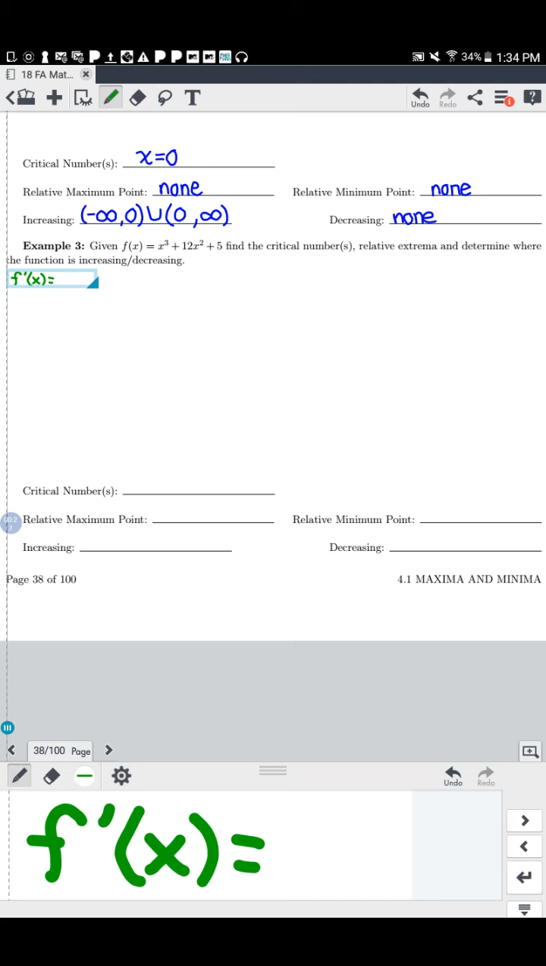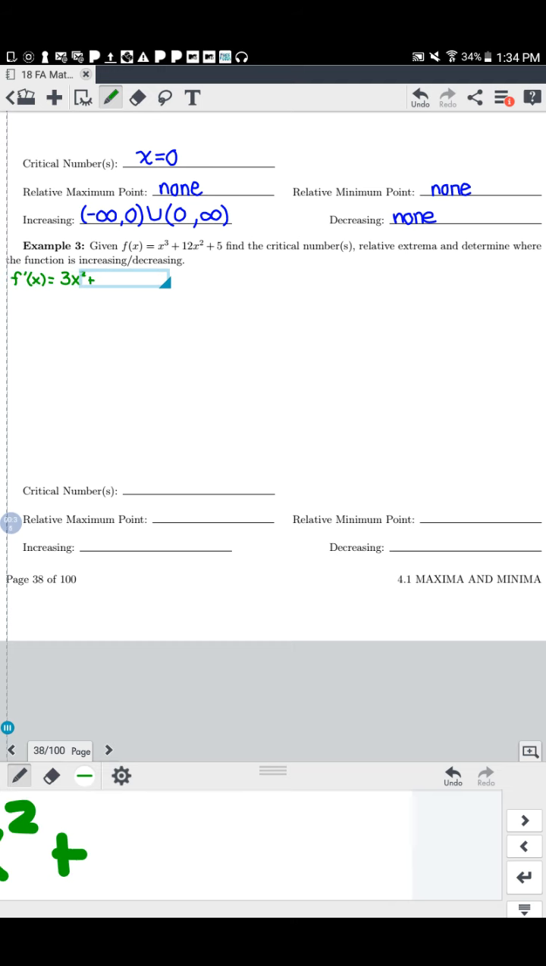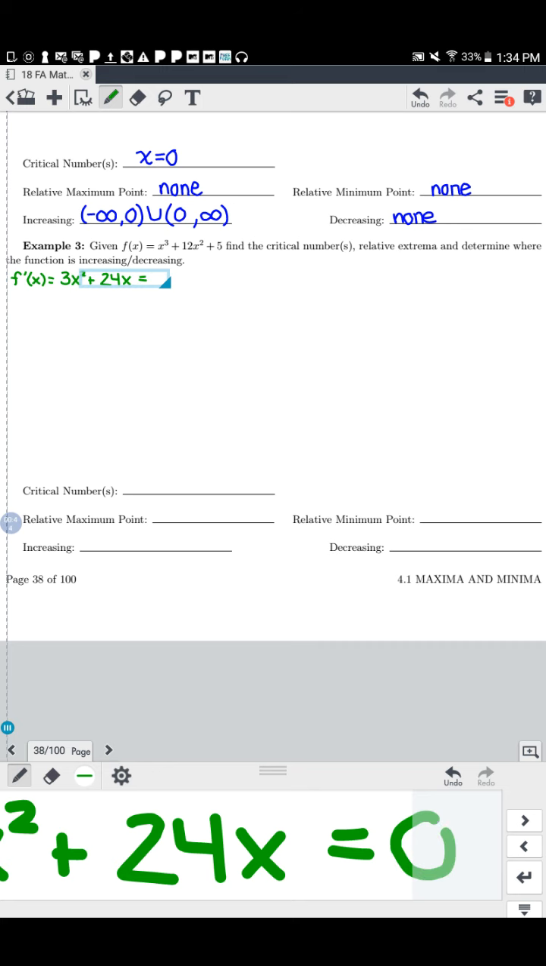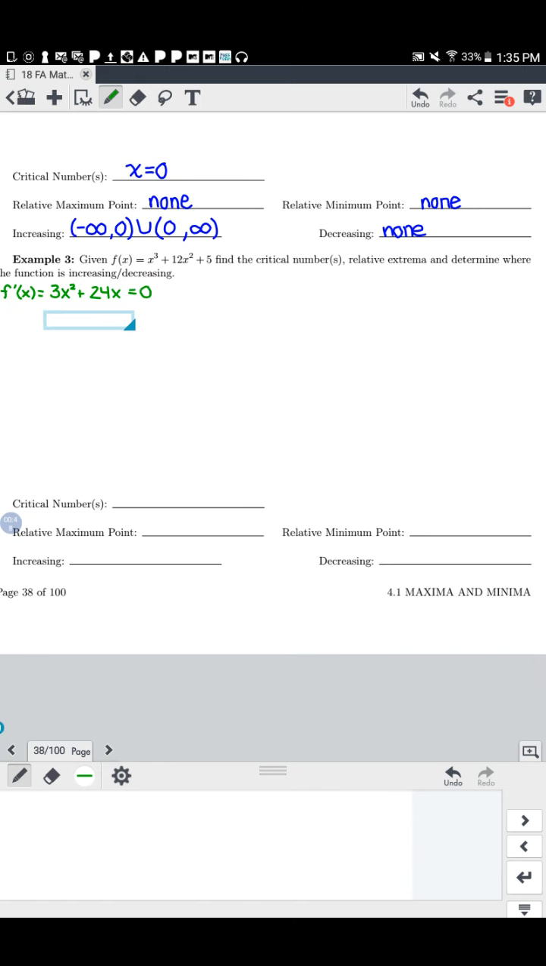So we take our derivative, bring down our power, 3x squared, plus 12 times our power, 2, is going to be 24. And now we have x to the first, and the derivative of 5 is 0. So we're going to take our first derivative and set it equal to 0. And then we need to solve this.